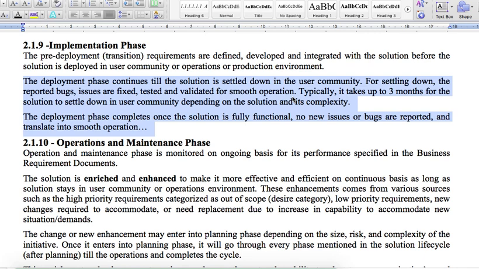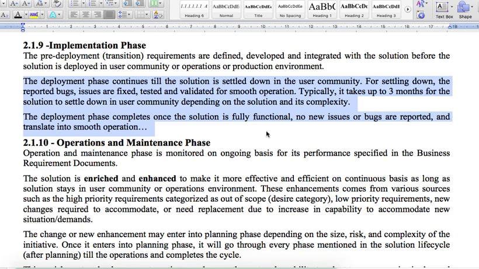Okay, typically it may take up to 3 months for the solution to settle down in the user community. That is depending on the solution and its complexity. It could be earlier or it could be even later as well. The deployment phase completes when the solution is fully functional and no new issues and bugs are reported, and the existing bugs or issues which were reported have been taken care of, and then it translates into smooth operations. Okay, so that's the implementation phase.